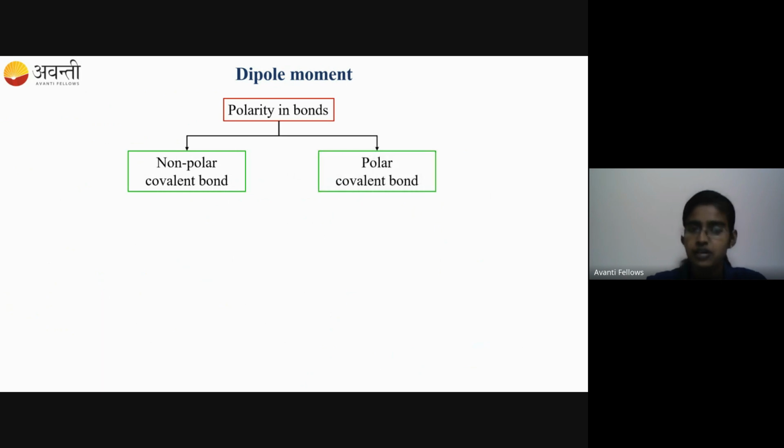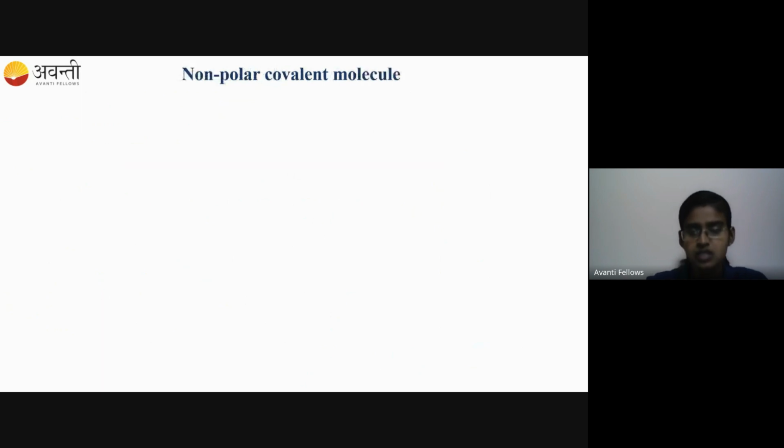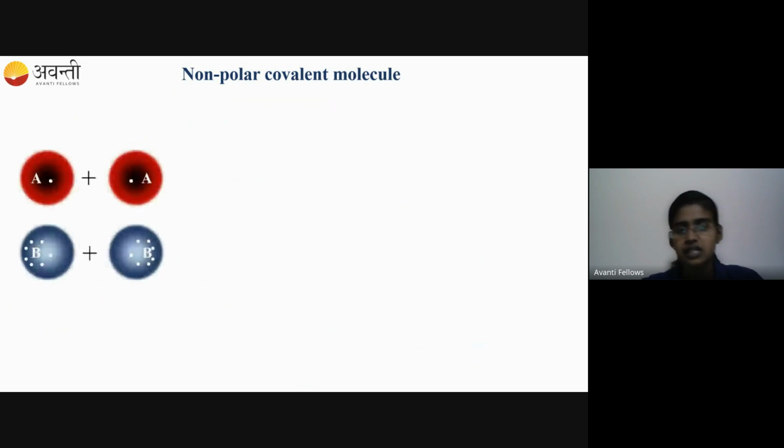So I'll start from non-polar covalent bond. What is meant by non-polar? If a compound doesn't have plus minus in it, it is called non-polar. It is formed by homonuclear atoms. Homonuclear means if you are taking two atoms and both the atoms are the same, then they will form a non-polar covalent bond. Hydrogen and hydrogen leads to hydrogen molecule. So that is non-polar.